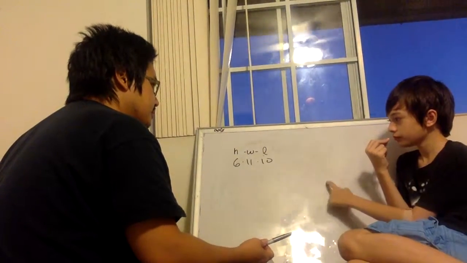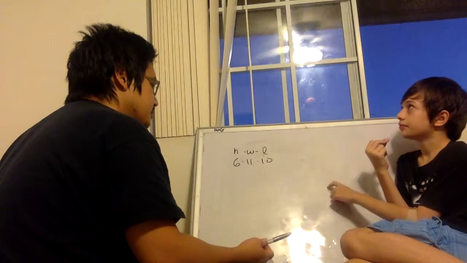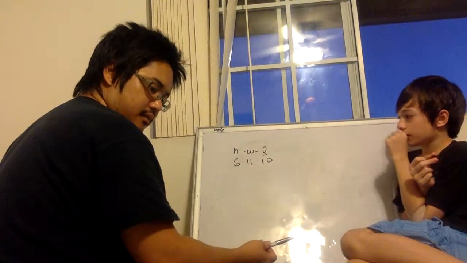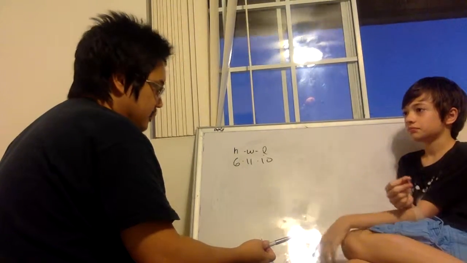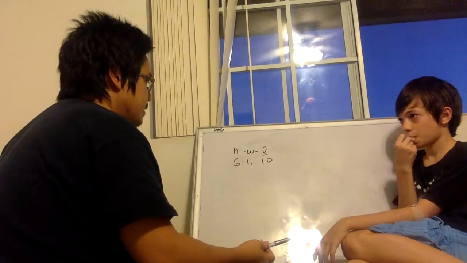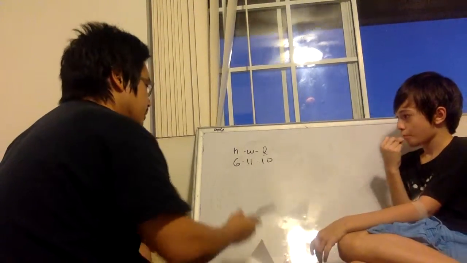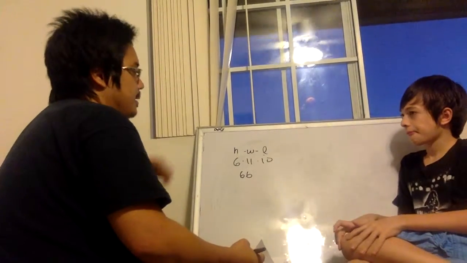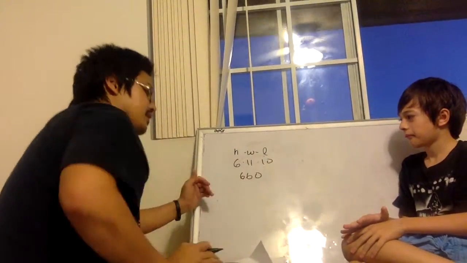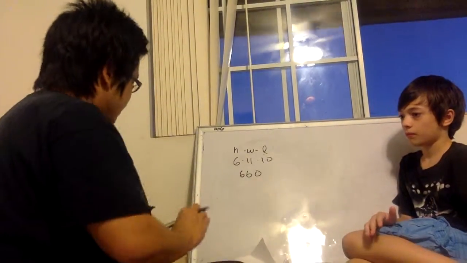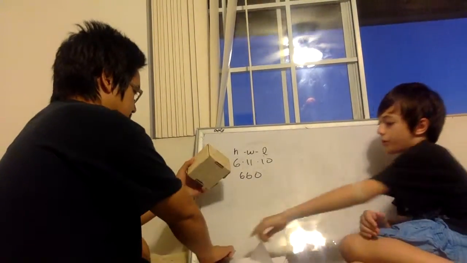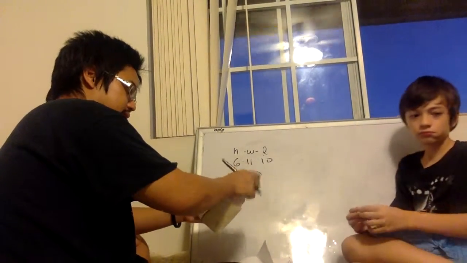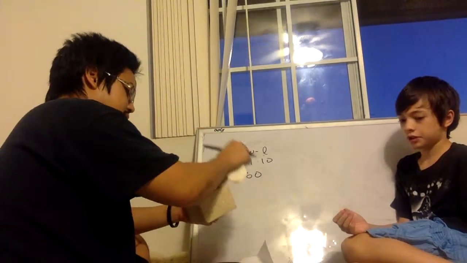So 6 times 11 would be... Can I do 11 times 10? That was easier. No, 6 times 11. I'll tell you, 66. Then multiply that by 10. You just add a 0. So the volume of this box is 660 centimeters cubed. Good.